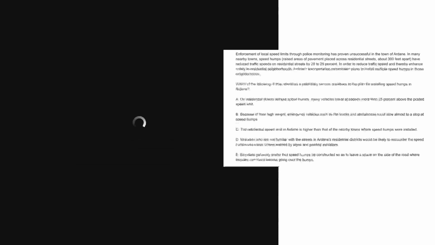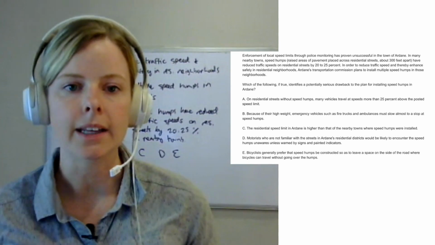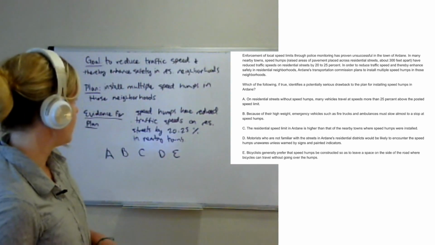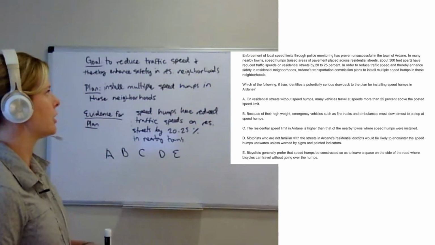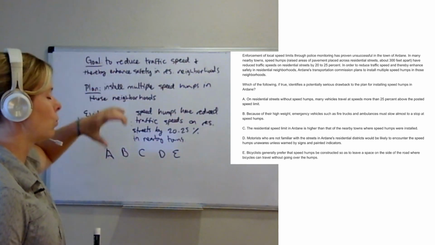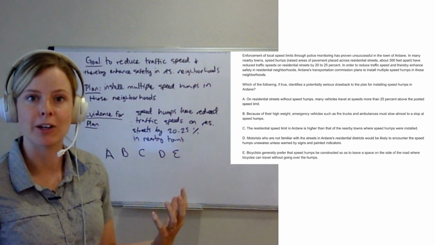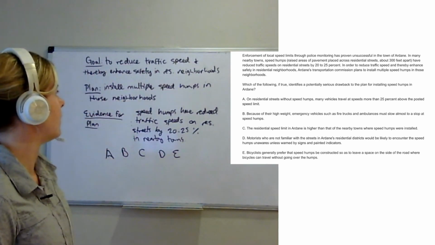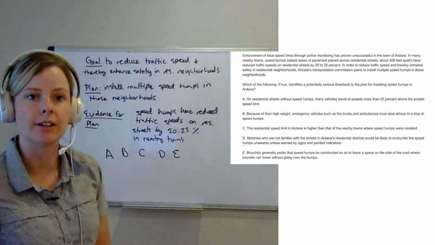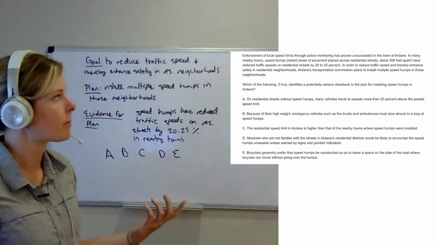All right, let's talk about it. So in this passage, we don't necessarily have a conclusion, but the heart of this passage is kind of this goal, right? What is Ardane's Transportation Commission trying to accomplish here? They're trying to reduce traffic speed and thereby enhance safety in residential neighborhoods. So at the end of the day, that's their goal.